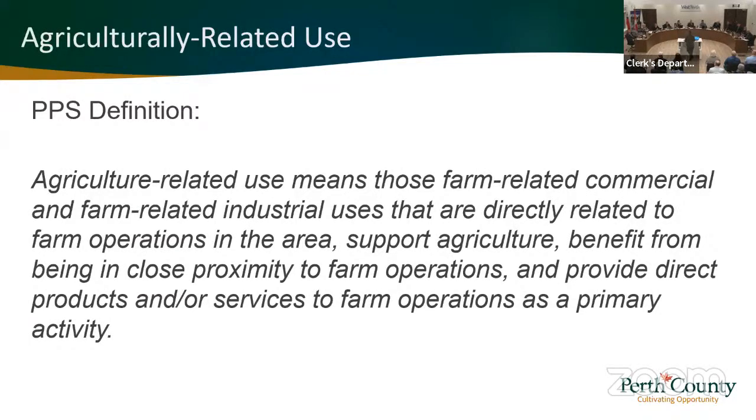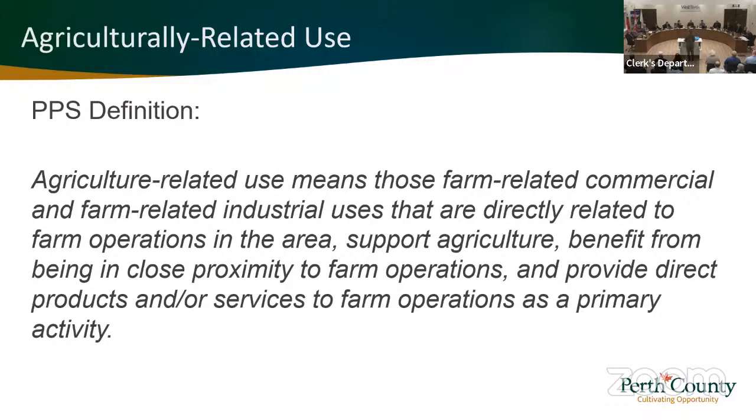I'll just read it too, so that we're clear with regards to what this means. An agricultural related use means those farm related commercial and farm related industrial uses that are directly related to farm operations in the area, support agriculture, benefit from being in close proximity to farm operations, and provide direct products and or services to farm operations as a primary activity. So the applicant's planner has offered an opinion that the proposed use is an agriculturally related use. And I offered an opinion at the October 17th meeting that I agreed with this opinion.